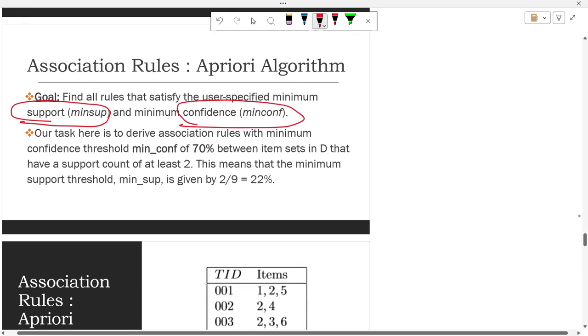Okay, this is the question. The question says our task is to extract or derive association rules. The task is we need to find some association rules. They are giving two important factors. The minimum confidence threshold: the minimum confidence is 70%.